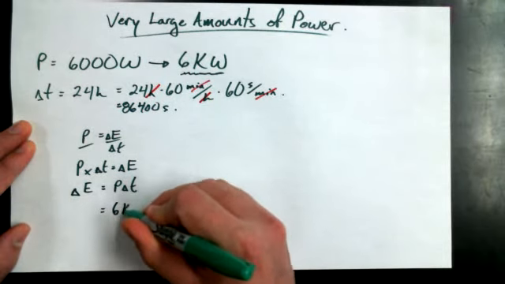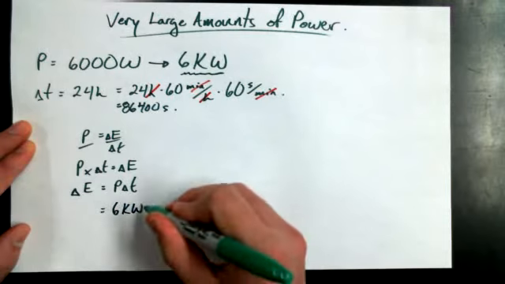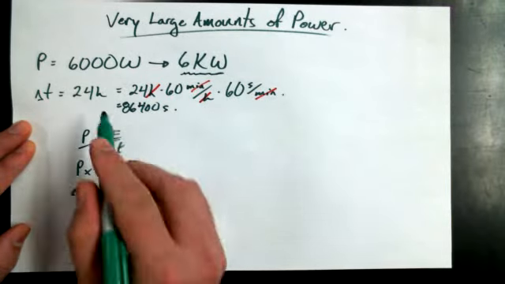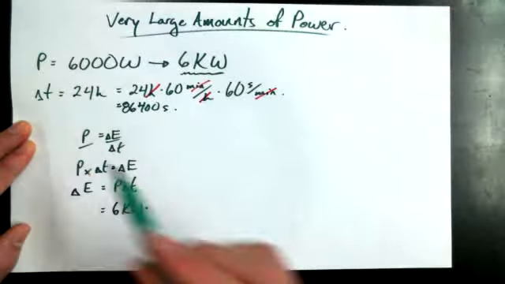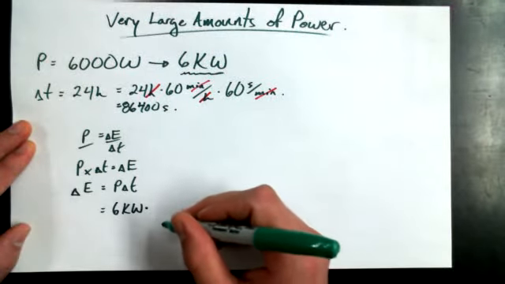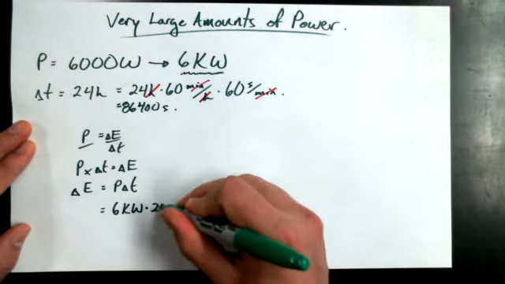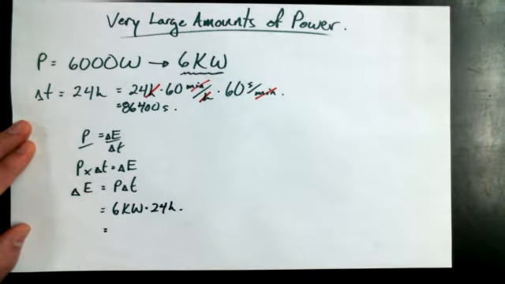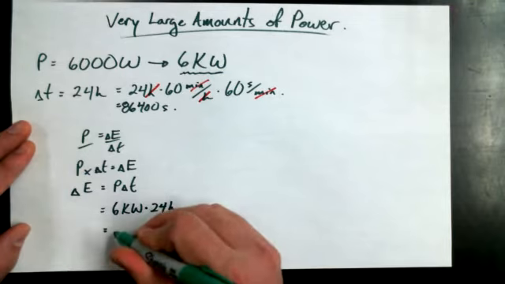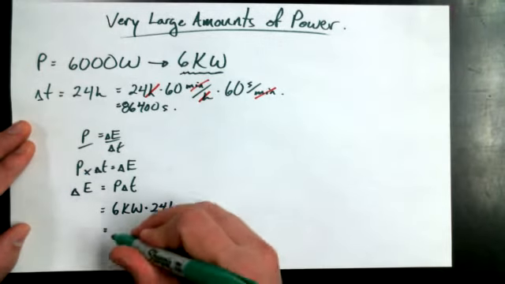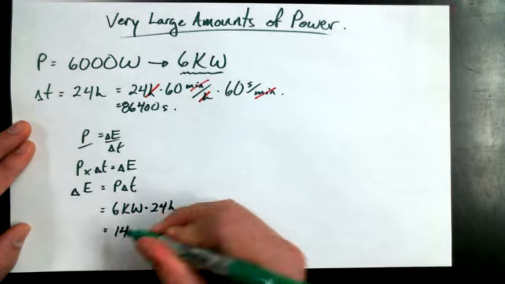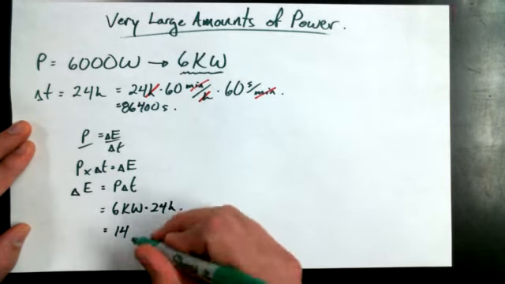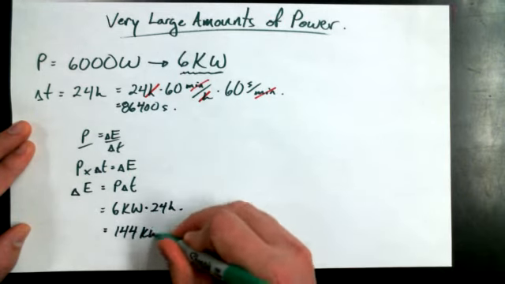So energy in kilowatt hours: power in kilowatts, 6 kilowatts, times not time in seconds, but when we're dealing with very large amounts of power, we typically do our time in hours. So over 24 hours. And this is sort of an industry standard. What's 6 times 24? 144. Fair enough. 144 kilowatt hours.